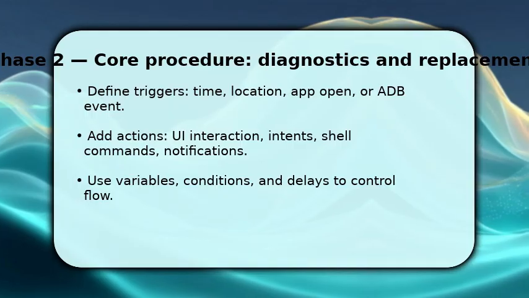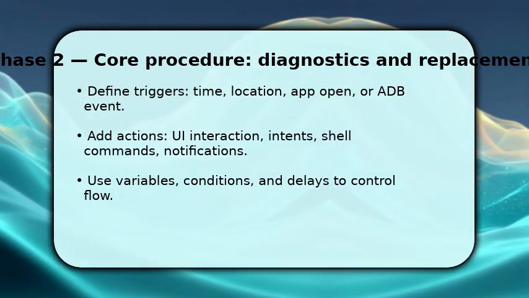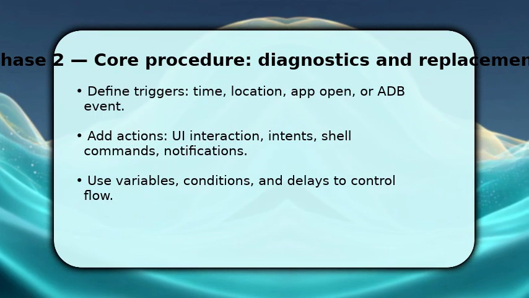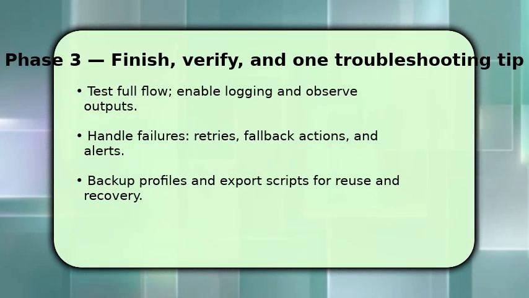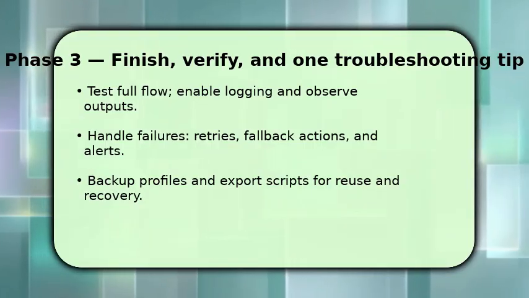Run the flow step by step and observe logs. If something skips, insert a brief delay and retry the failing action. You finish by validating the complete automation under realistic conditions. Run it start to finish and watch logs to confirm each step completed.